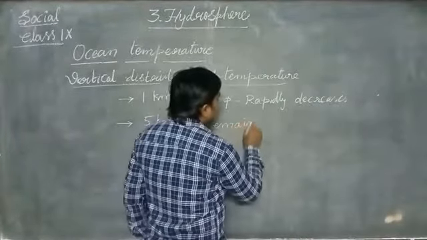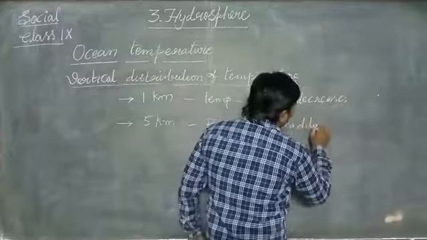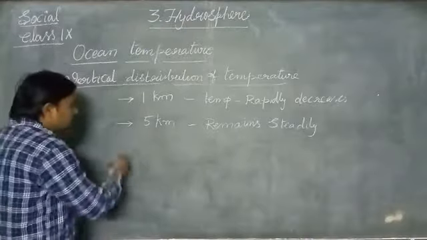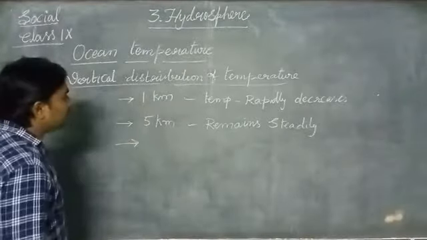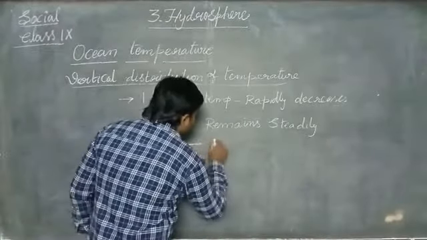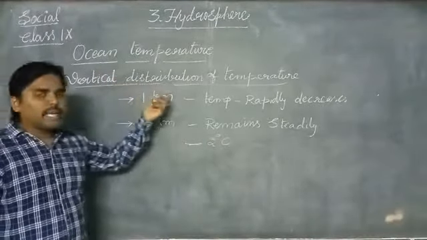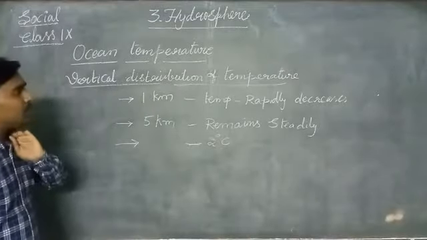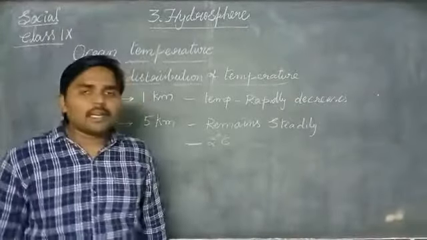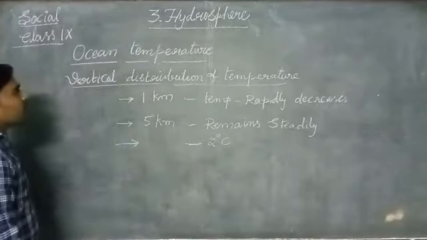That means the temperature values remain steady up to 5 kilometers depth. And after 5 kilometers deeper in the oceans, the temperature is maintained at 2 degrees Celsius. Okay, this is the vertical distribution of temperature in the oceans. Then what are the factors that affect this oceanic temperature? Now let us see the factors that affect the ocean temperature.